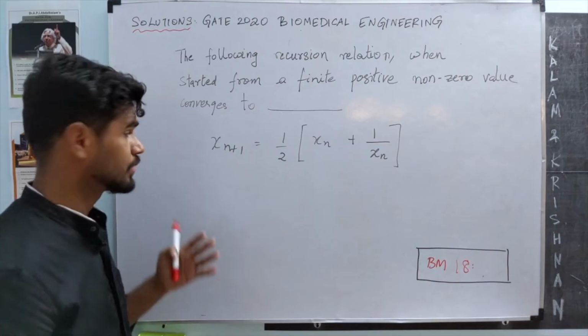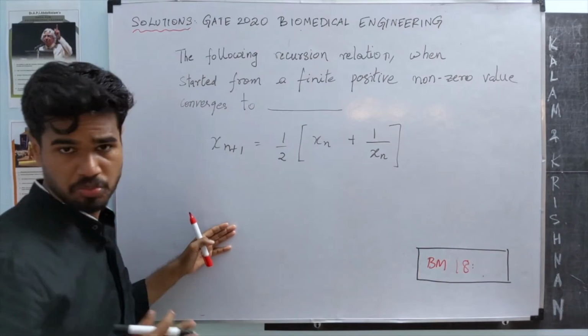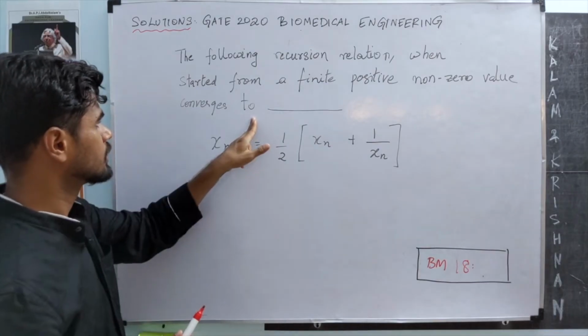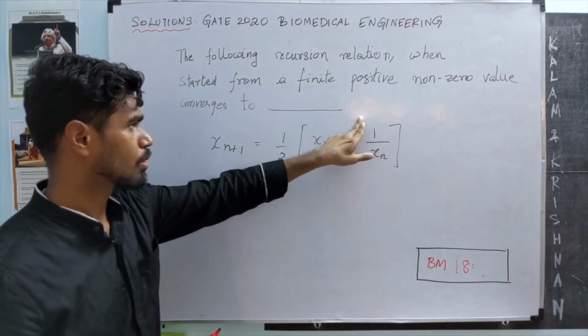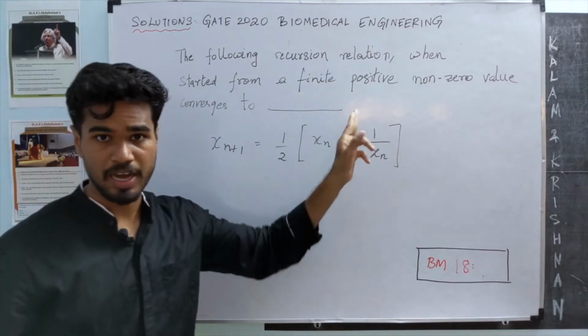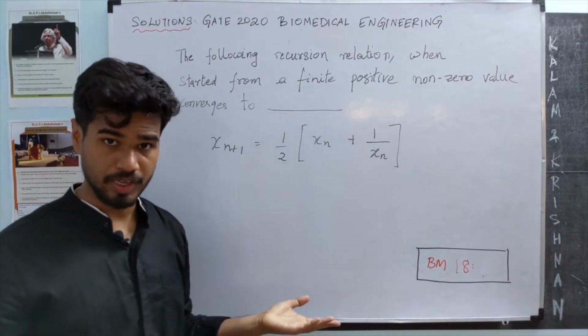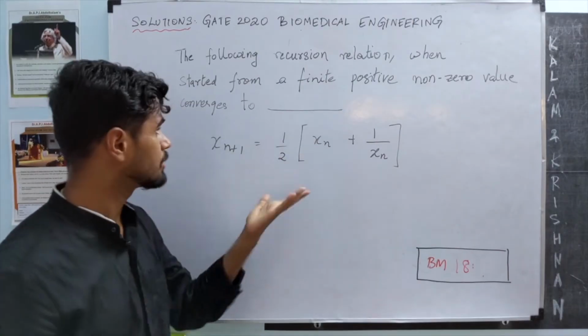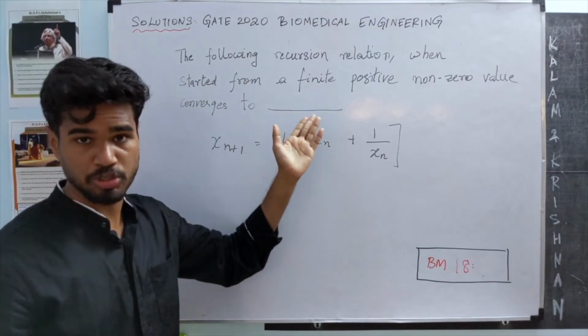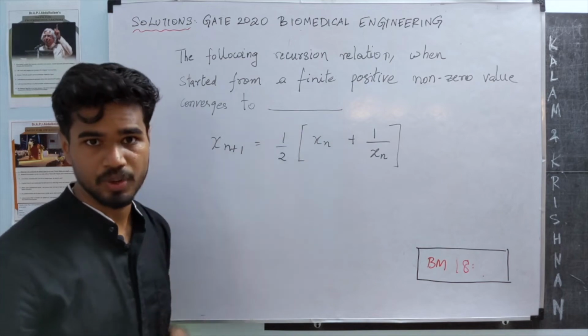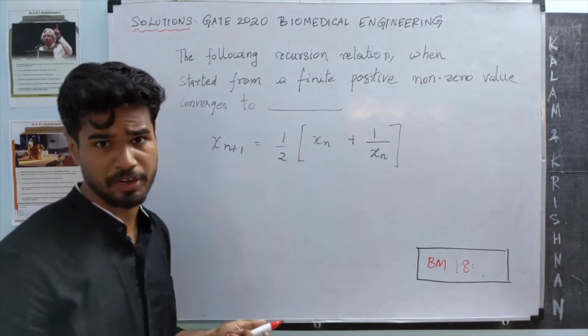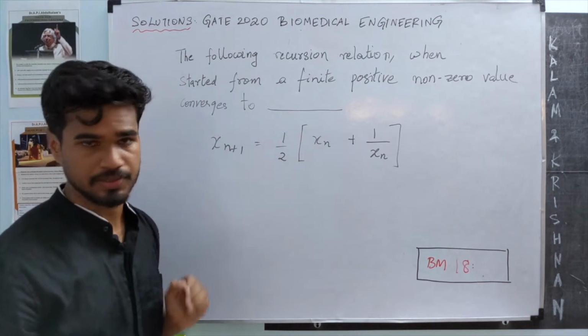Very simple problem, but a tip at this point. Whenever there are problems of this type where you need to fill in a blank, even if you don't know the answer, fill it up. In this case, you know it's supposed to be a number. Fill it up with some number, because there are no negative marks for these types of questions.